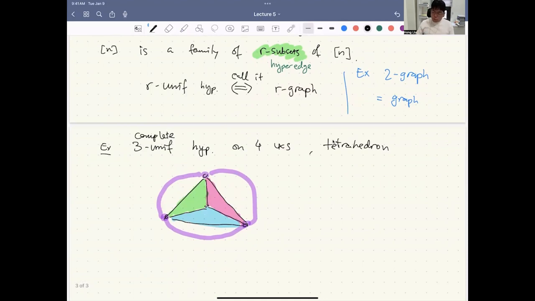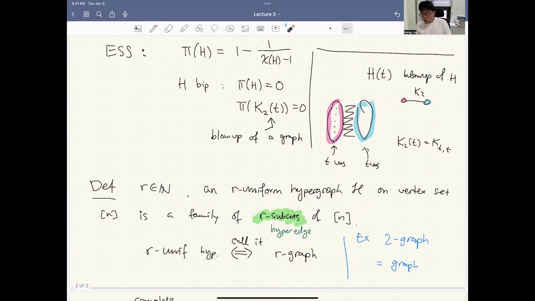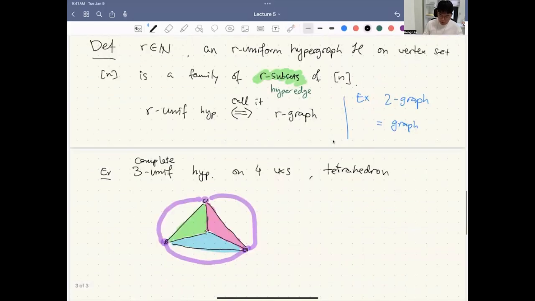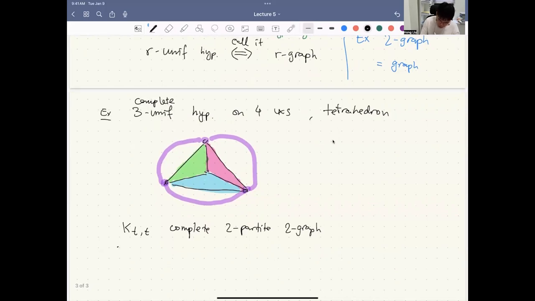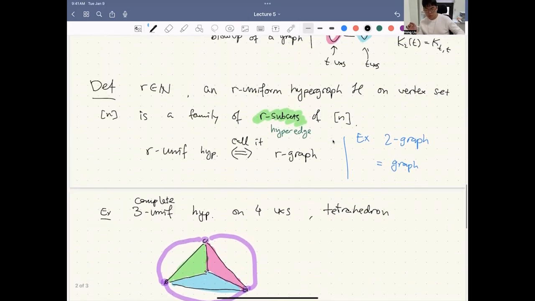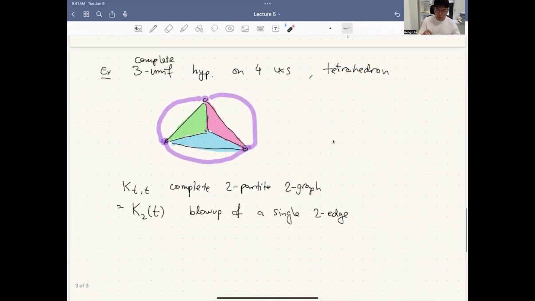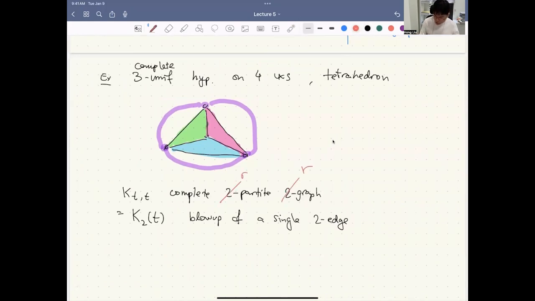All right. What would be a generalization of K_{t,t} in the r-uniform hypergraph? K_{t,t}, the complete bipartite graph, is a complete 2-partite 2-graph. Or it can also be viewed as the blow-up of a single 2-edge, an edge of size 2, as we illustrated here. So to generalize to r-uniform, simply change this to r, change this to r, change this to r.